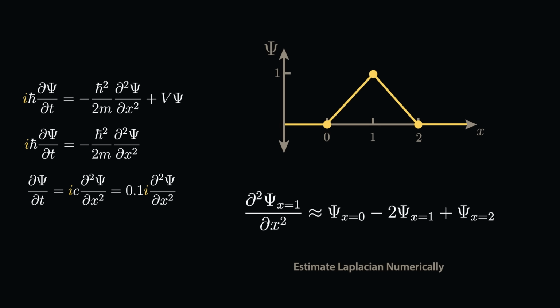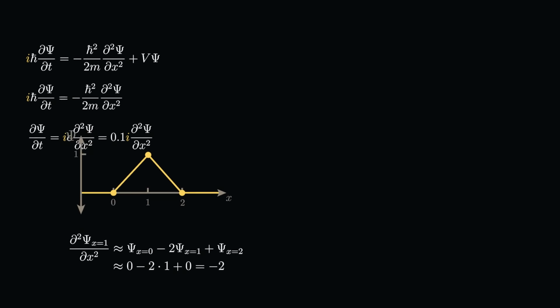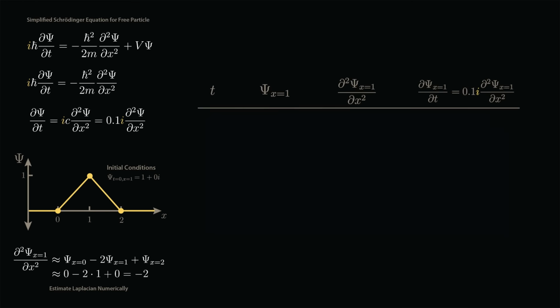We can estimate the second spatial derivative at our central location numerically, by adding together the adjacent wave function values and subtracting 2 times the wave function at our central location. So 0 minus 2 plus 0 equals minus 2. We can keep track of each part of Schrödinger's equation over time using a table.